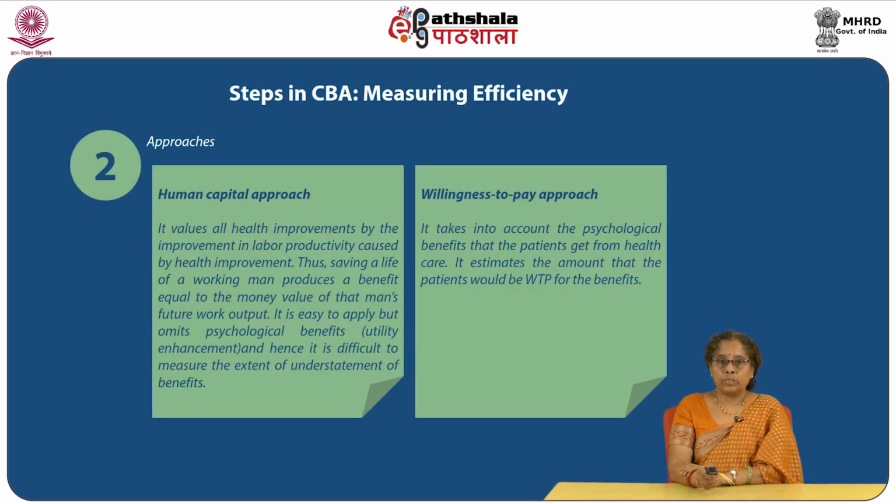The second step in cost benefit analysis is measuring efficiency. There are 2 approaches to measure efficiency. One is the human capital approach. It values all health improvements by the improvement in labor productivity caused by the health improvement. Thus, saving the life of a working man produces a benefit equal to the money value of that man's future work output. It is easy to apply, but omits the psychological benefits, which is utility enhancement, and hence it is difficult to measure the extent of understatement of benefits.